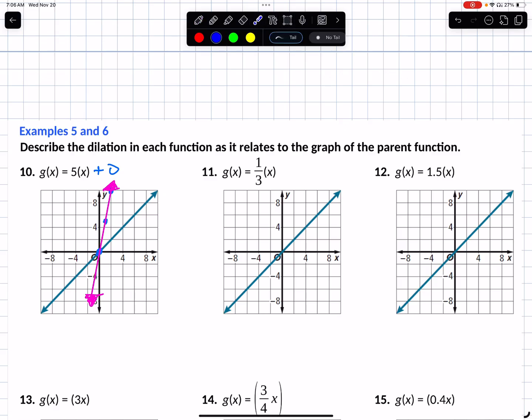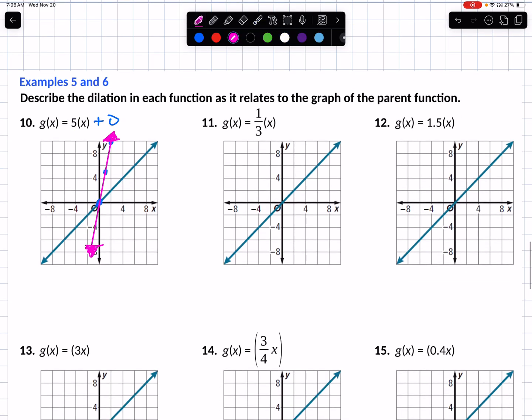Okay, so we're going to read the directions here, describe the dilation in each function as it relates to the graph of the parent function. So the parent function would just be y equals x, and this got multiplied by 5. So the answer they're looking for is a vertical stretch by 5.